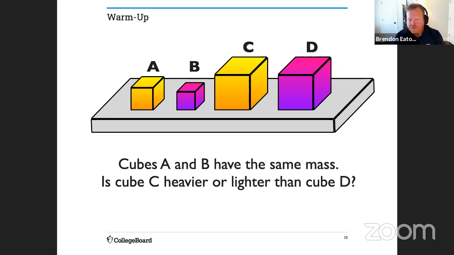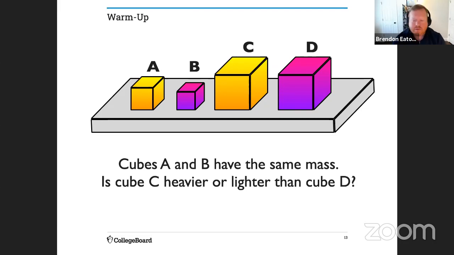All right, if cubes A and B have the exact same mass, what's different about cube A and B? I think you'll notice the size or the volume is different. Which one has a greater volume? That's right, cube A has a greater volume. And if it has the same amount of mass, that probably means that the density is just a little bit less than cube B. But the question is, is cube C heavier or lighter than cube D?